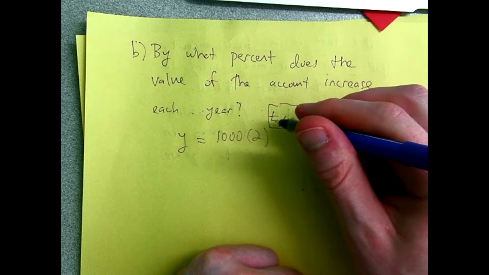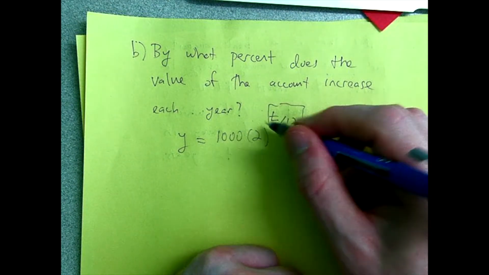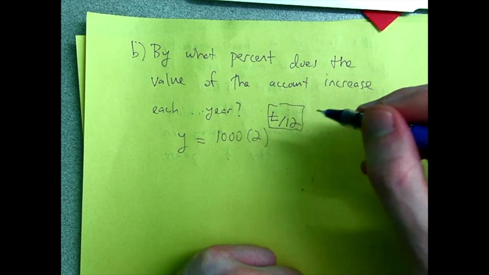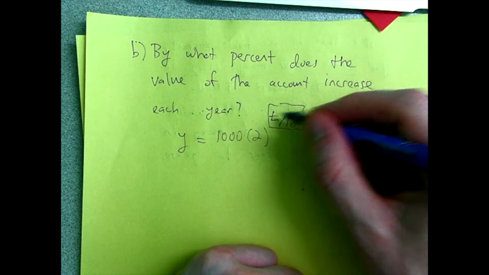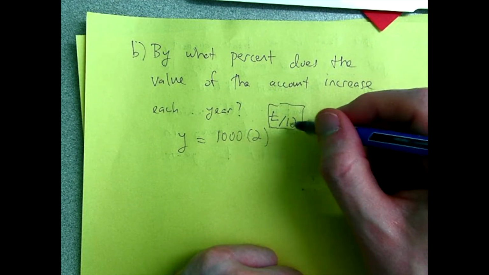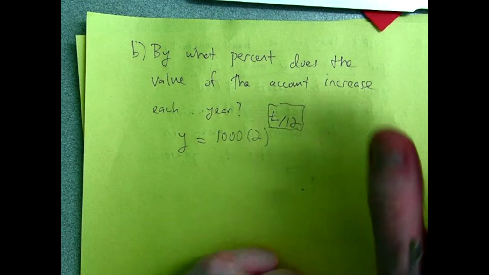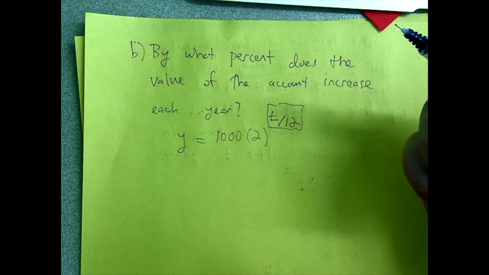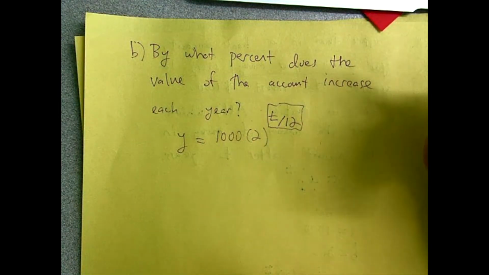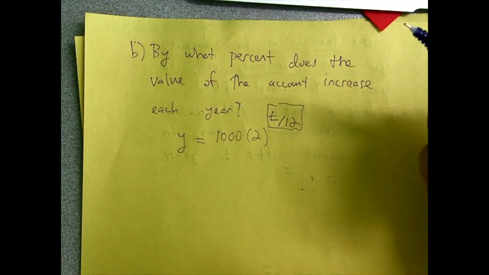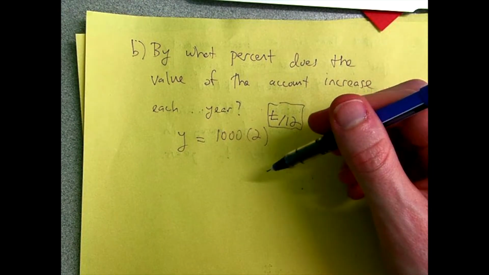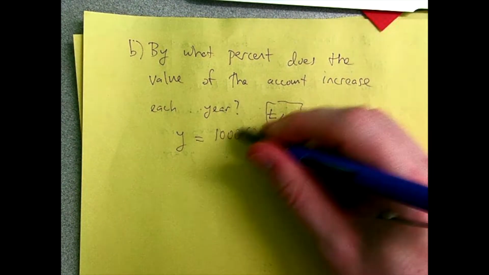The trick to doing it is to rewrite this expression so that the exponent is a plain old power of t. Not t over 12 or t over anything else, but just t. All right, if you can rewrite this expression so that the exponent is just t, then the base of that exponent will give you the value by which you're increasing the amount in the account every year. So let's do that. Let's rewrite this function.